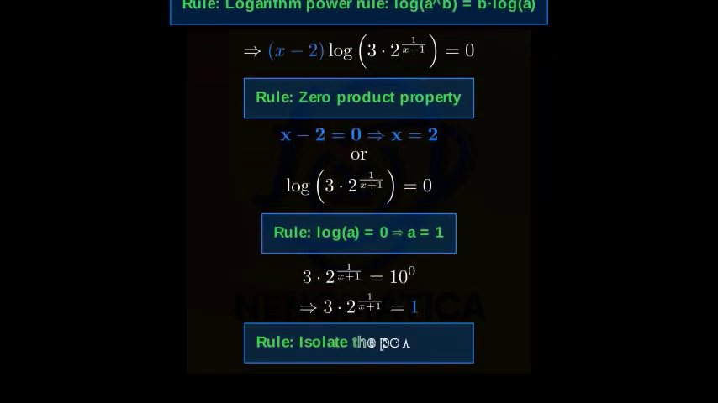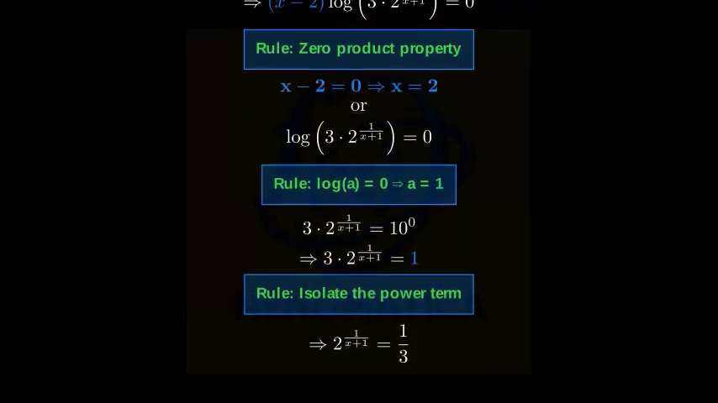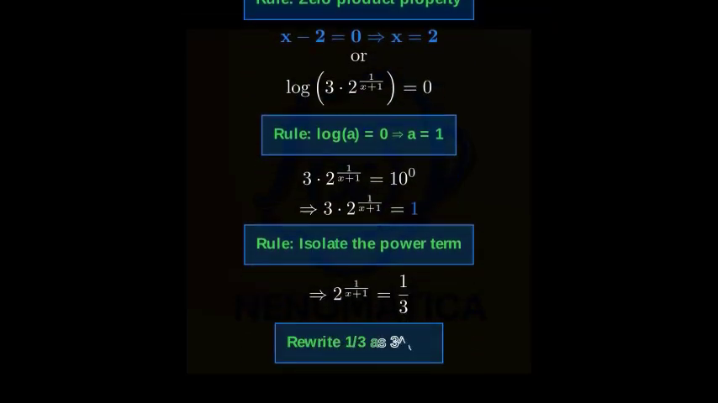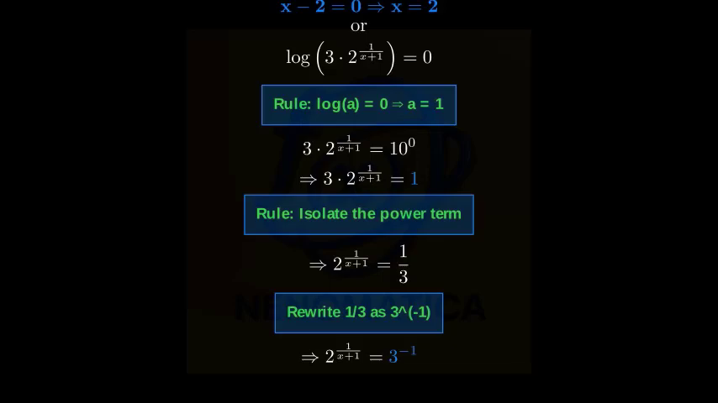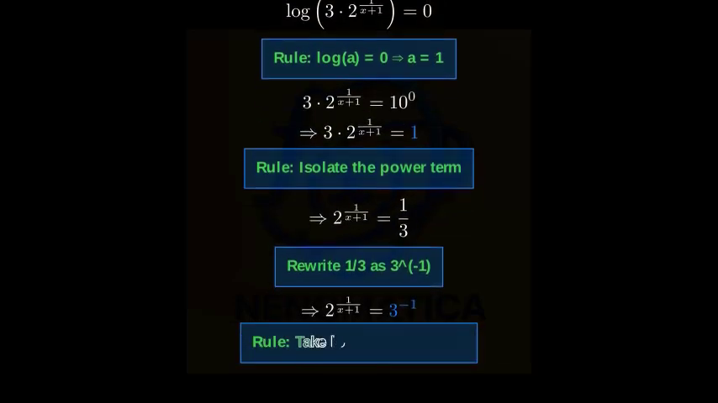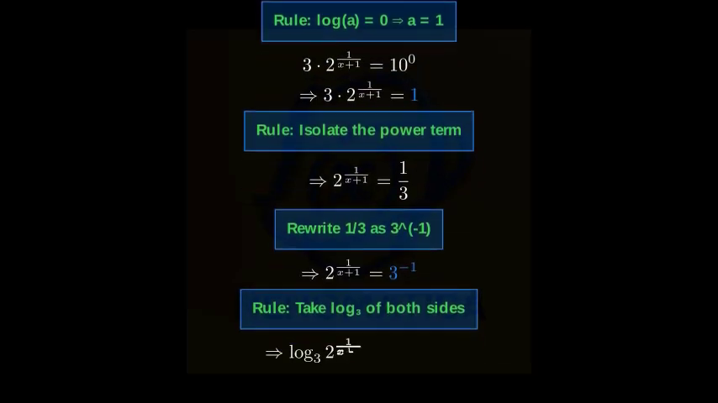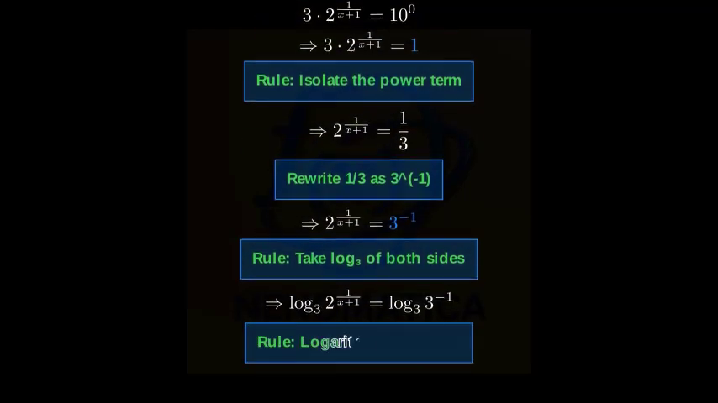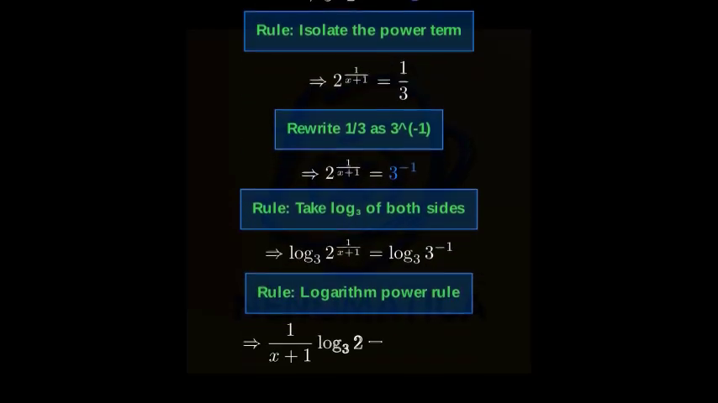Now, we'll isolate the power term by dividing both sides by 3. We can rewrite 1/3 as 3 to the power of -1. To solve for x, we'll take the logarithm base 3 of both sides. Using the logarithm power rule again, we get 1 over x plus 1 times the logarithm base 3 of 2 equals -1 times the logarithm base 3 of 3.